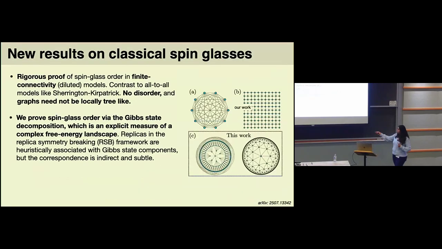Using this definition and various properties of expander codes, we were able to prove spin glass order, that is shattering and incongruence, in classical spin glasses on these sparse graphs. This stands in contrast to all-to-all graphs where rigorous results are known, and finite connectivity graphs in finite dimensions, in which even after 40 years there isn't any prevailing consensus on what the nature of spin glass order looks like. But we were able to give a rigorous proof in this setting. Crucially, when people talk about spin glass order in this setting, they invoke the framework of replica symmetry breaking, and these replicas are loosely or heuristically associated with Gibbs state components, but the correspondence is indirect and subtle. Here we can directly talk about what the components are and how they arise.